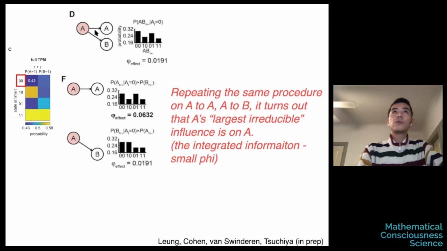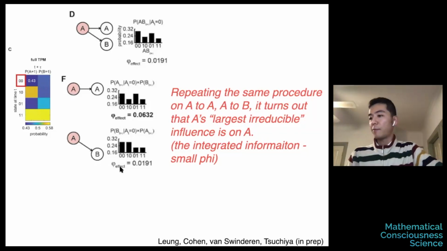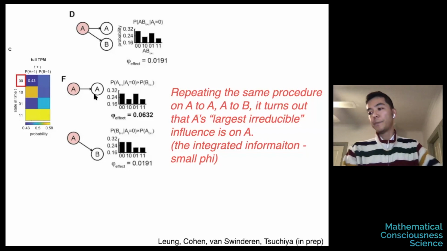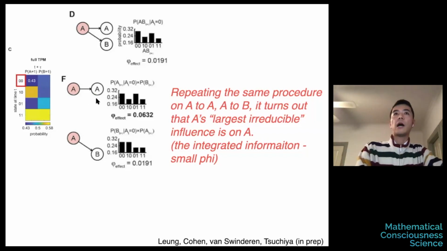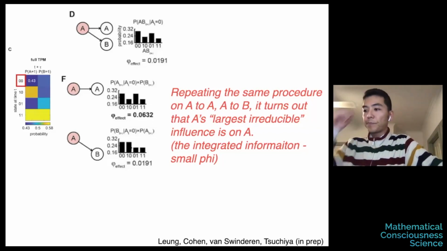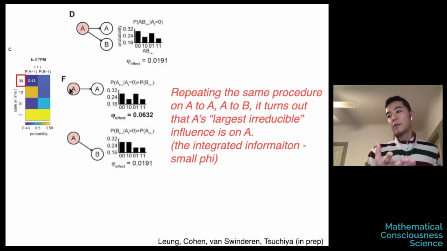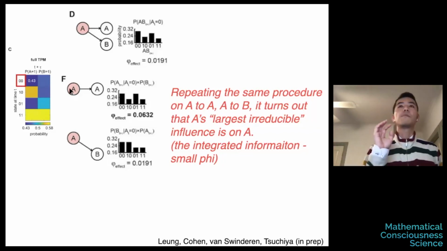Next, we do the same procedure, not only A to AB, but A to A or A to B. Basically, we look at all possible purview cases. And it turns out that the A to A connection in this case is very deterministic, or constrains A's future really strongly. So when we disconnect A to A, the probability distribution of A and B completely changes. That means that A's influence on A is most significant.